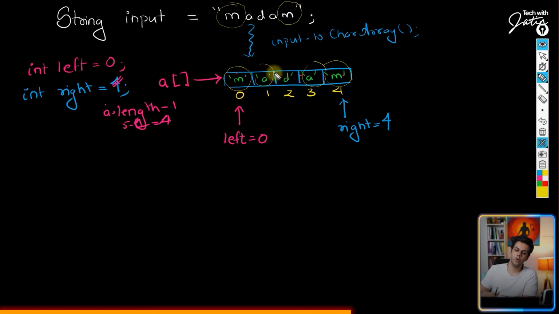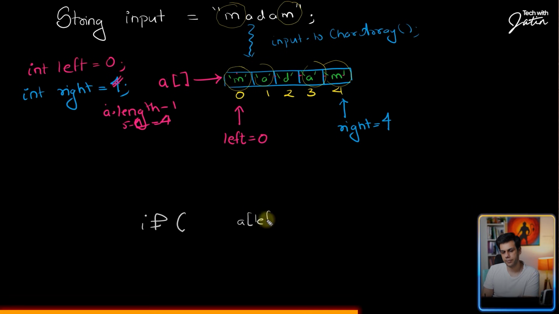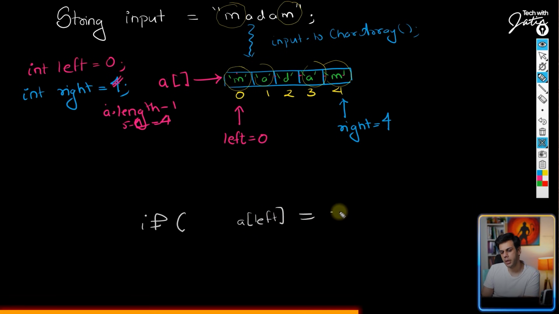Makes sense, right? So, this string can only become a palindrome when A of left is going to be equal to A of right. If they are not equal, it means it is not a palindrome. So, I'm going to have the one major condition: if A of left should be equal to A of right. If this particular stuff is true, it can be a palindrome.